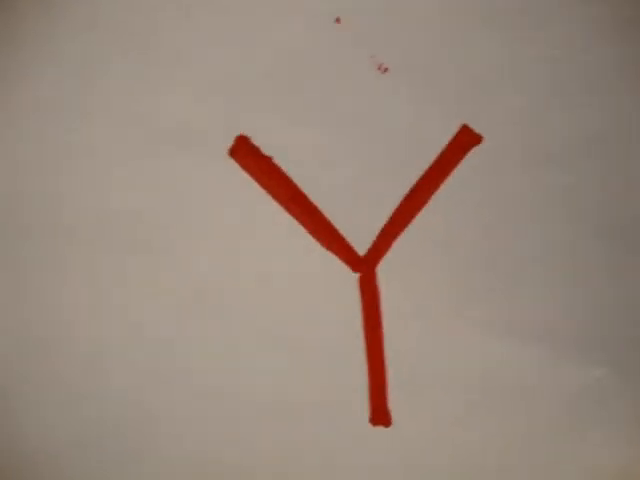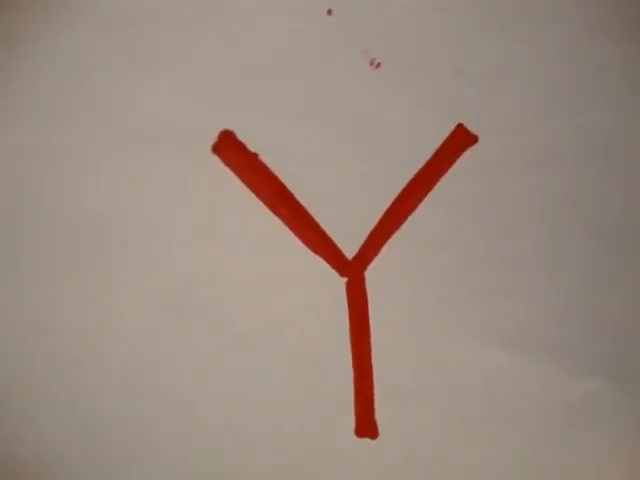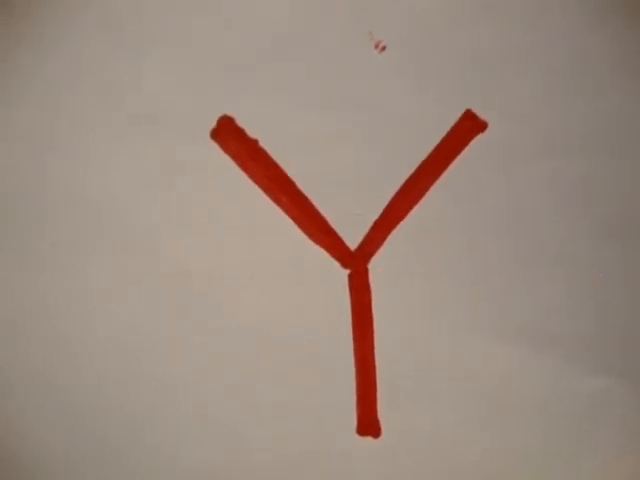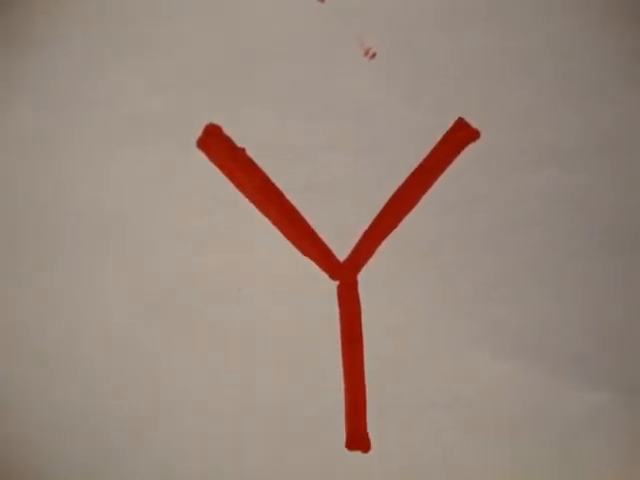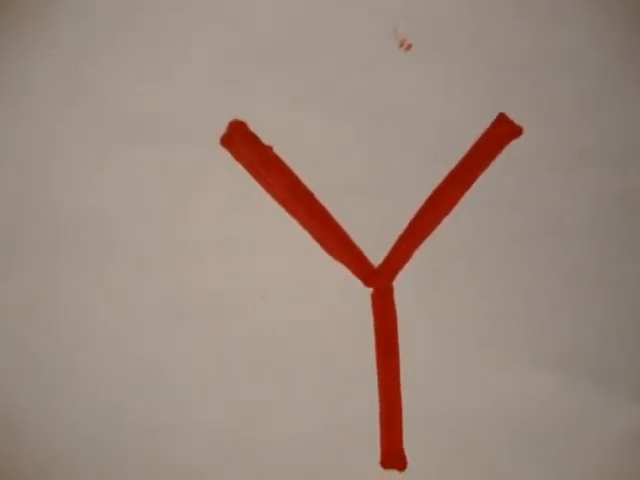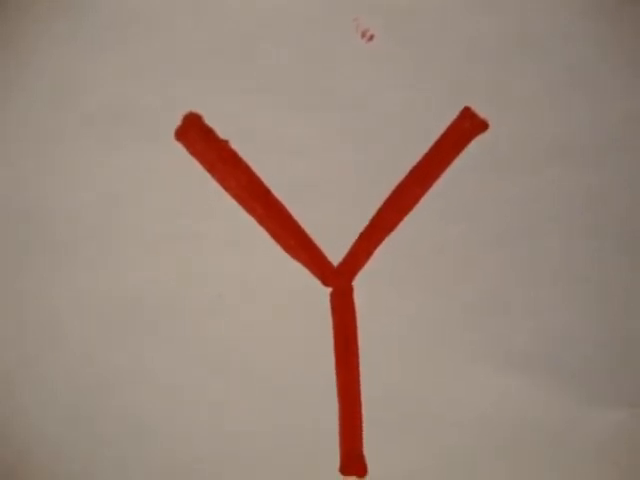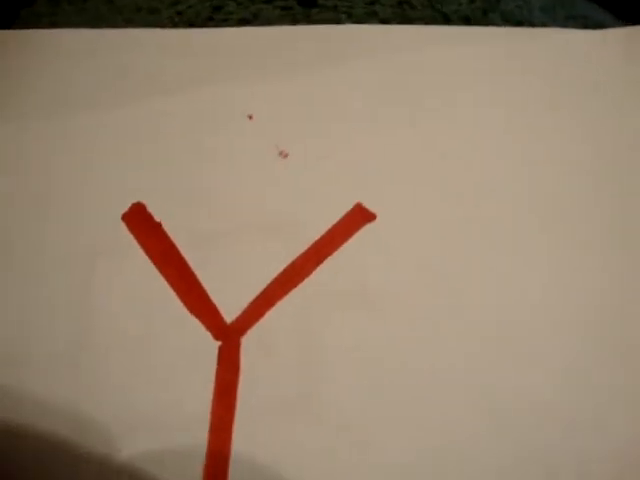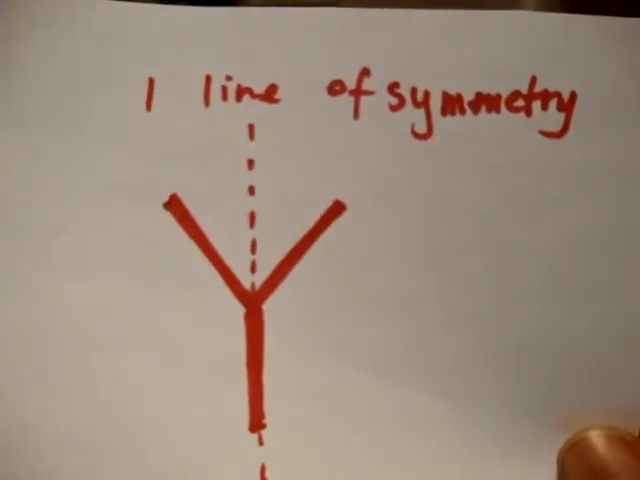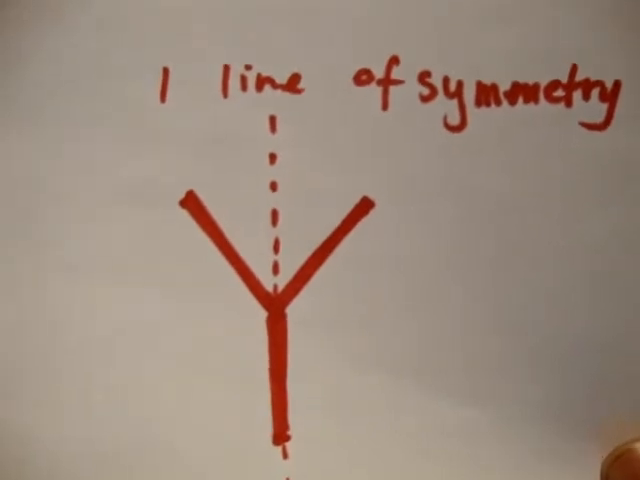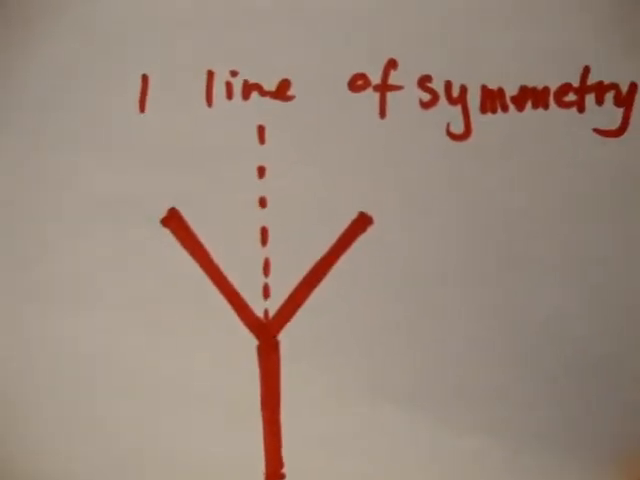So next I want you to take a look at the letter Y. Is there any place on this letter Y that I can fold and make it perfect on both sides? Please pretend that Miss Nelson can draw. Where could I fold this Y? I'm giving you time to think about it. This particular letter Y has 1 line of symmetry, because if I fold it down its center, you can see that it would be perfect on both sides.